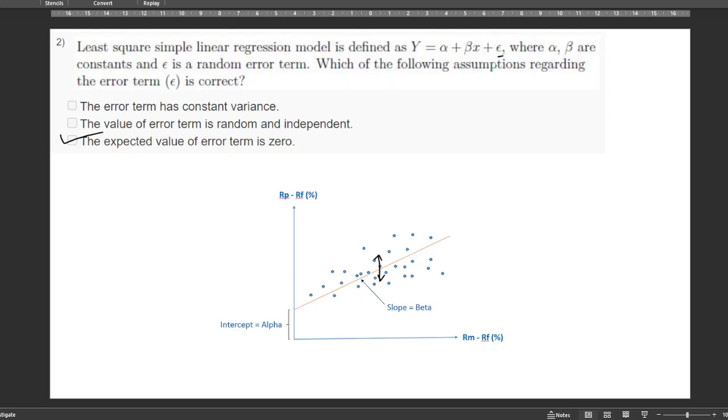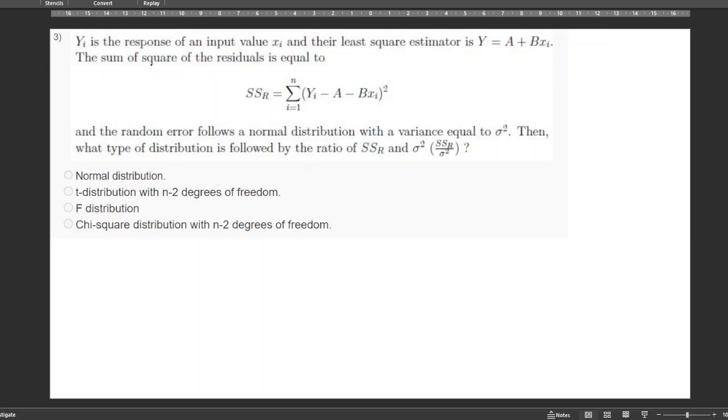Let's go to the third question. They are asking: yi is the response to an input value xi. Yi is the response variable, x is the independent variable, and the least square estimator is the regression line equation. The sum of the squares of the residuals is equal to the response variable minus a, the unbiased estimator of alpha, minus b times xi, the unbiased estimator of beta. So it's like the difference of the squares.